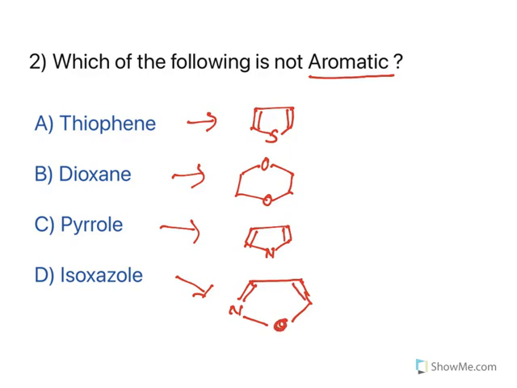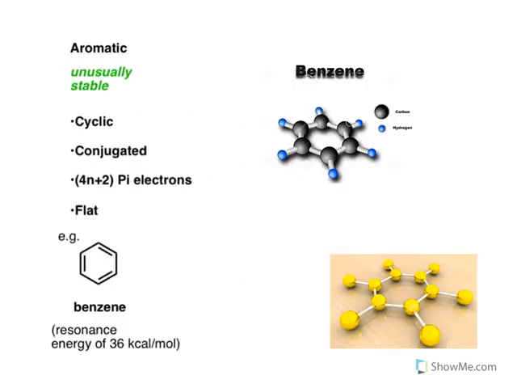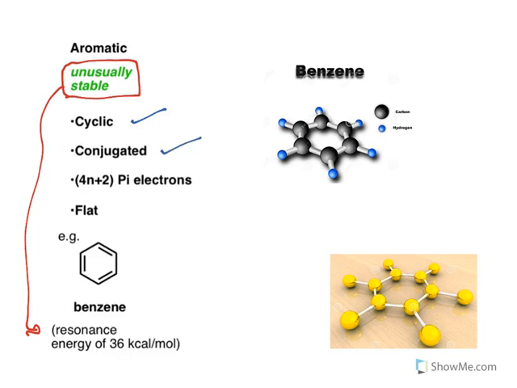Now you need to find out which one is not aromatic. But before getting into that, let us understand what aromaticity is. All aromatic compounds show unusual stability, and this stability is because of resonance energy. In order to be aromatic, the molecule should be cyclic in nature, and it should have conjugated double bonds. Huckel's rule says that it should have 4n plus 2 pi electrons, and the molecule should be flat. Now, cyclic means it has to be in the form of a cycle.